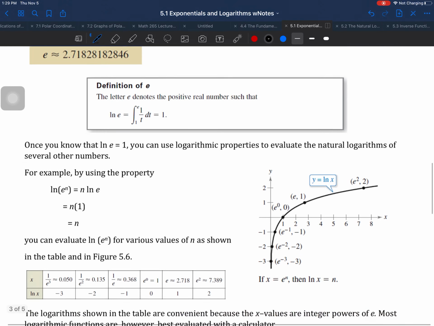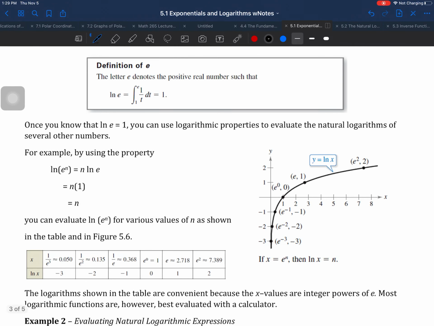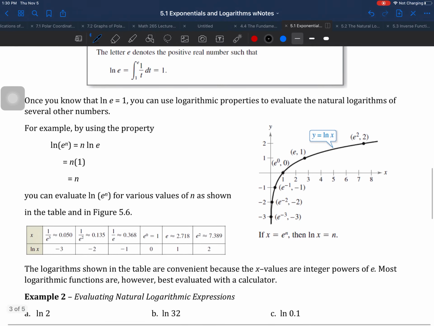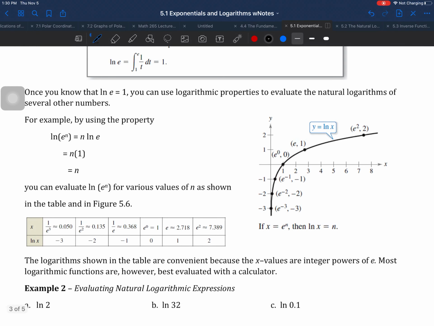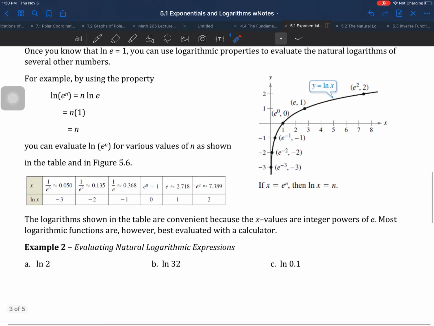Once you know that the natural log of e is equal to 1, you can use logarithmic properties to evaluate the natural logarithms of several other numbers. For example, by using the property that the natural log of e to the n is equal to n times the natural log of e, and the natural log of e is equal to 1, and n times 1 is n, then you can evaluate the natural log of e to the n for various values of n, as shown in the table below.